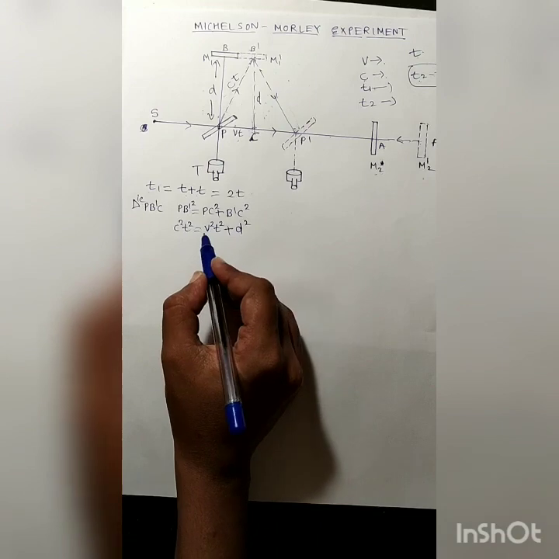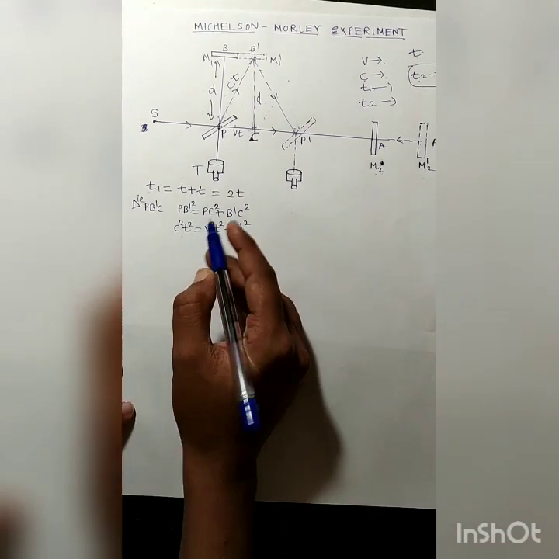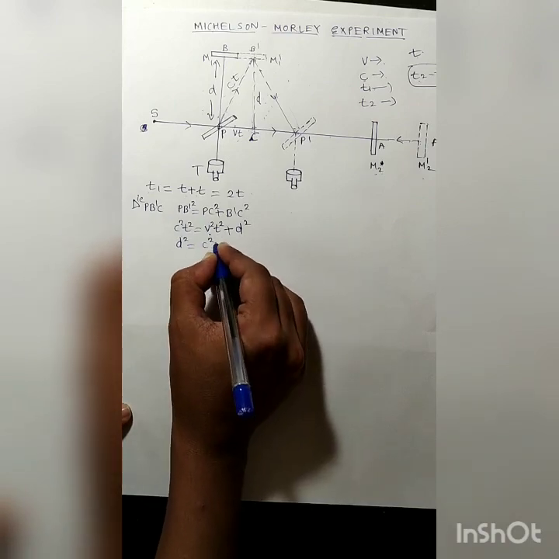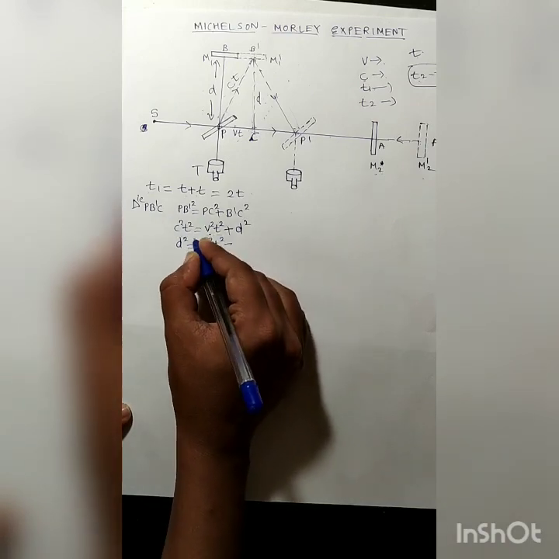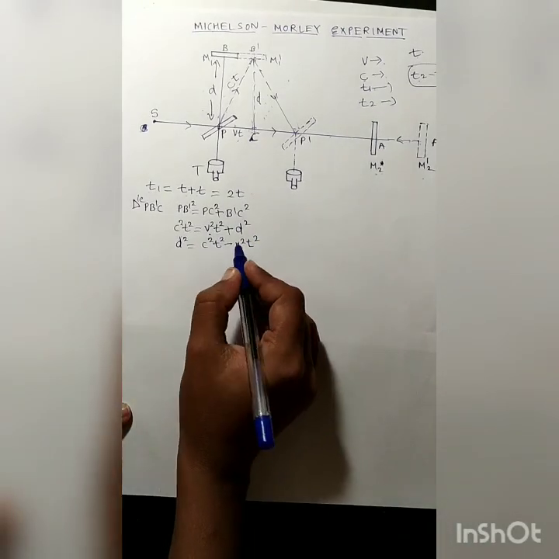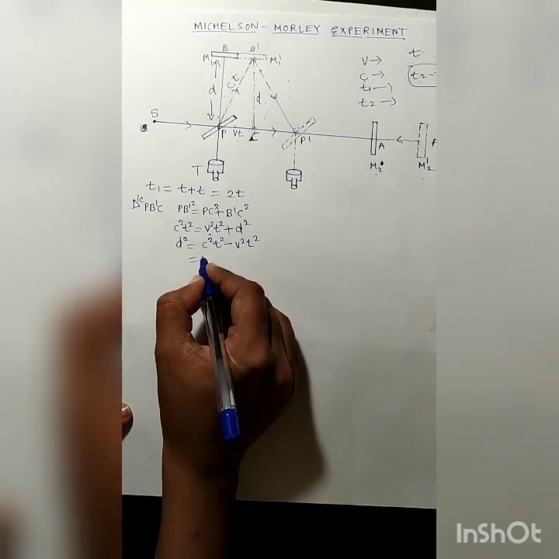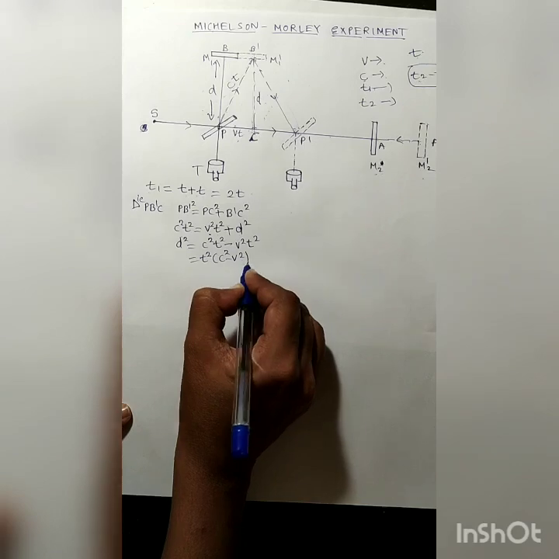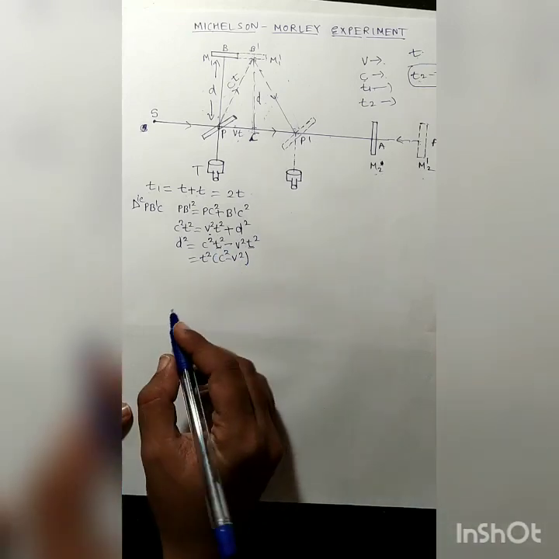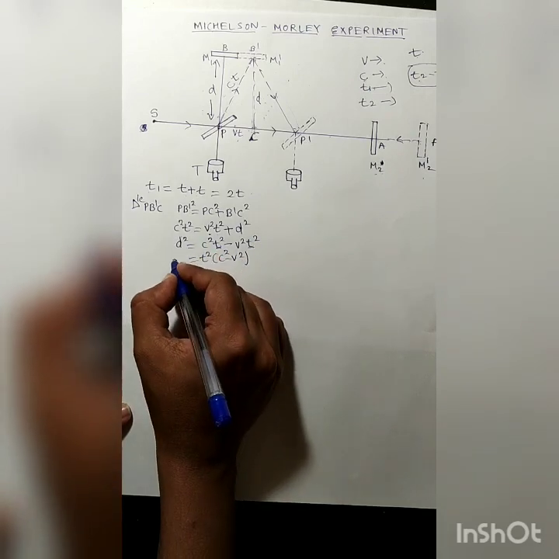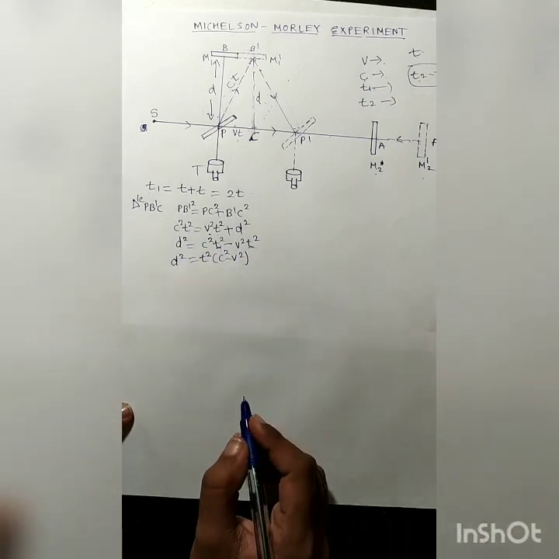Now I will transfer this v square t square term to this side. So we got d square is equal to c square t square minus v square into t square. We got the equation. So let's take t square common here. If you take t square common, what is remaining? c square minus v square. T square is common in both the terms, so I take it outside, giving d square equal to t square into c square minus v square.